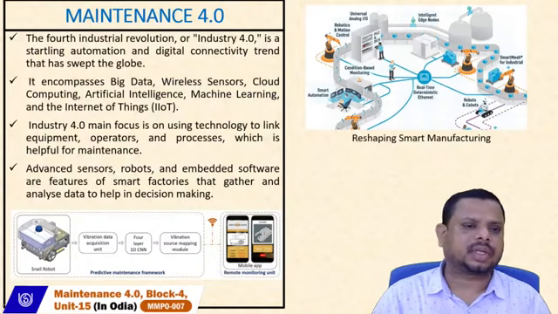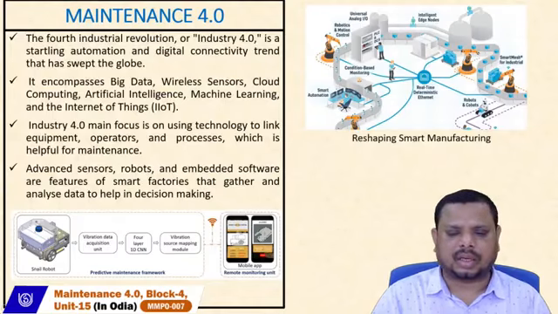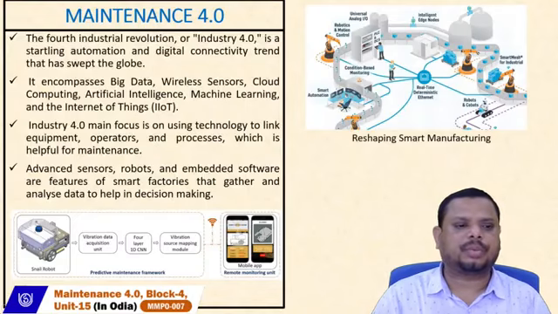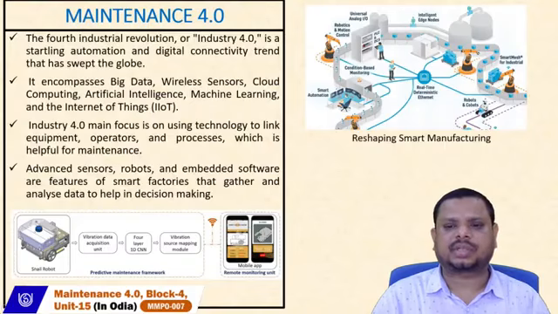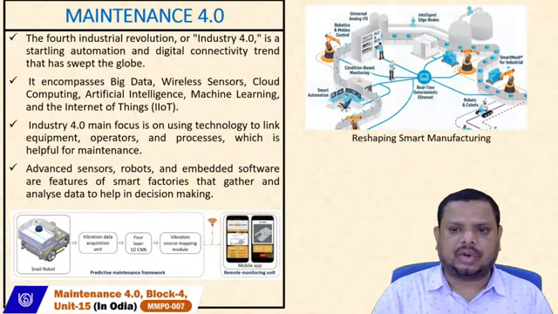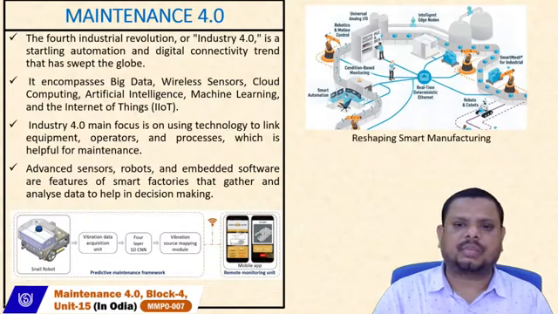So this is one kind of application with reference to maintenance management: how the snail robot collects the data, analyzes the data, and directly reflects it with the help of a mobile app. The next one is Industry 4.0, which mainly focuses on using technologies to link equipment, operators, and processes, which is helpful for maintenance.